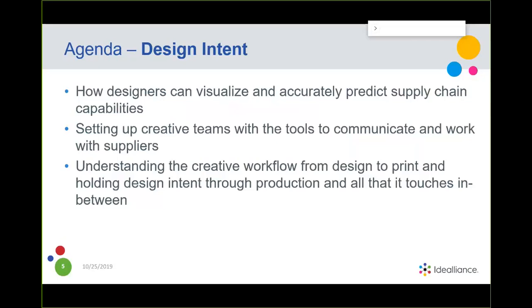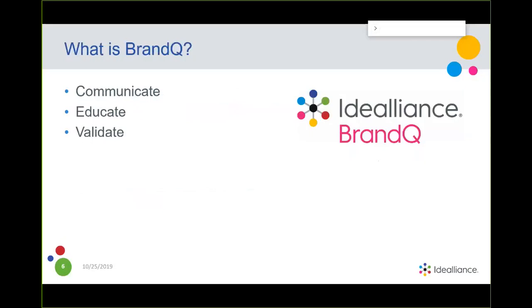But when we run through it, I think it will make much more sense than that. The whole idea is getting the marketing and creative in the front end to know what the print end can do and to be able to design to that, and also to communicate and kind of control what the print end does by giving clear direction, clear communication. Before we do that, I'm going to give a really quick intro to the Idealliance BrandQ program.